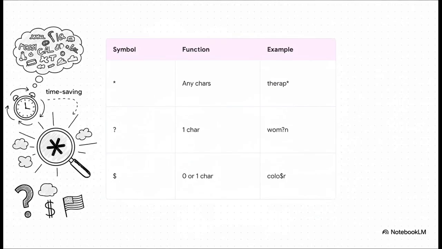Now let's talk about wildcards, because these act as incredible time savers. Language is messy, right? Authors use different variations of words all the time. Instead of typing out every possible iteration, you just use these symbols.